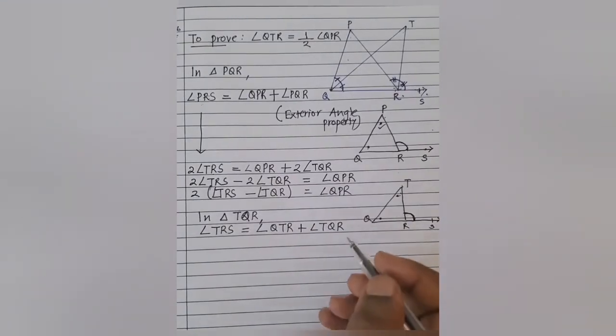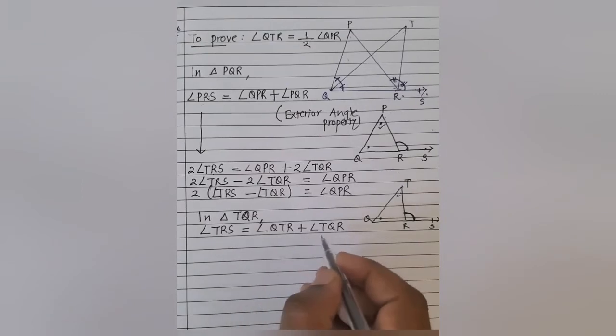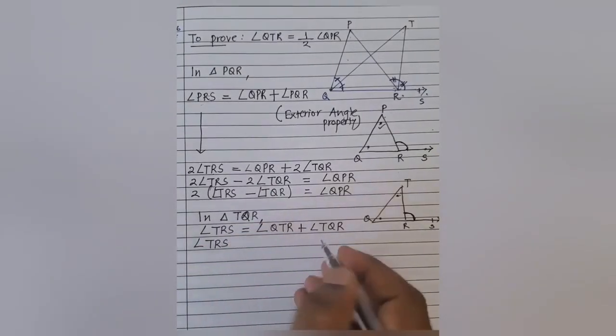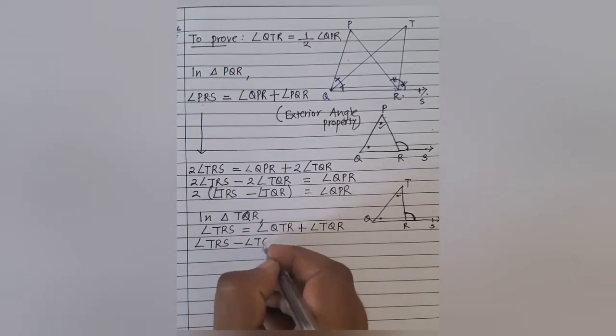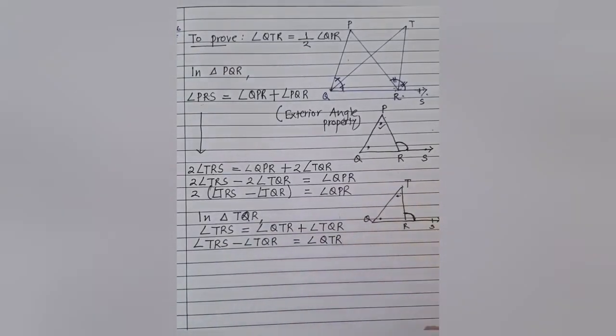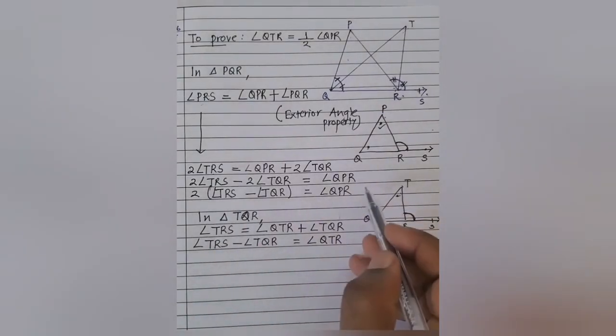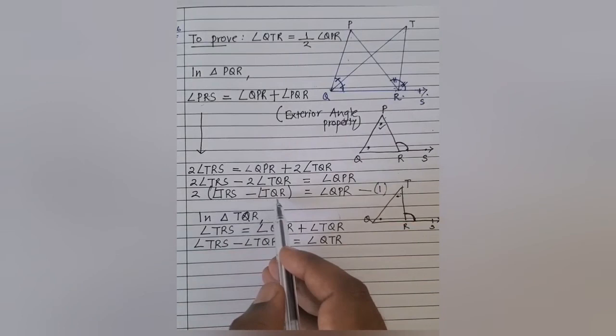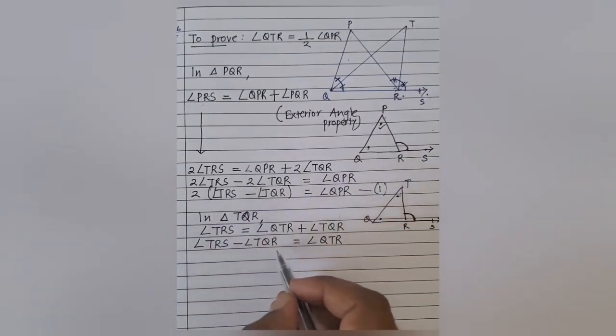Okay. Now what I shall do next is bring this TQR onto the other side. So TRS, this TQR goes to the other side, and then I'm left over here with QTR. So this is what I get when I take triangle TQR. Now if you observe, in the first case I got 2 times, and in the bracket I have TRS minus TQR, which is very similar to what I got over here also.